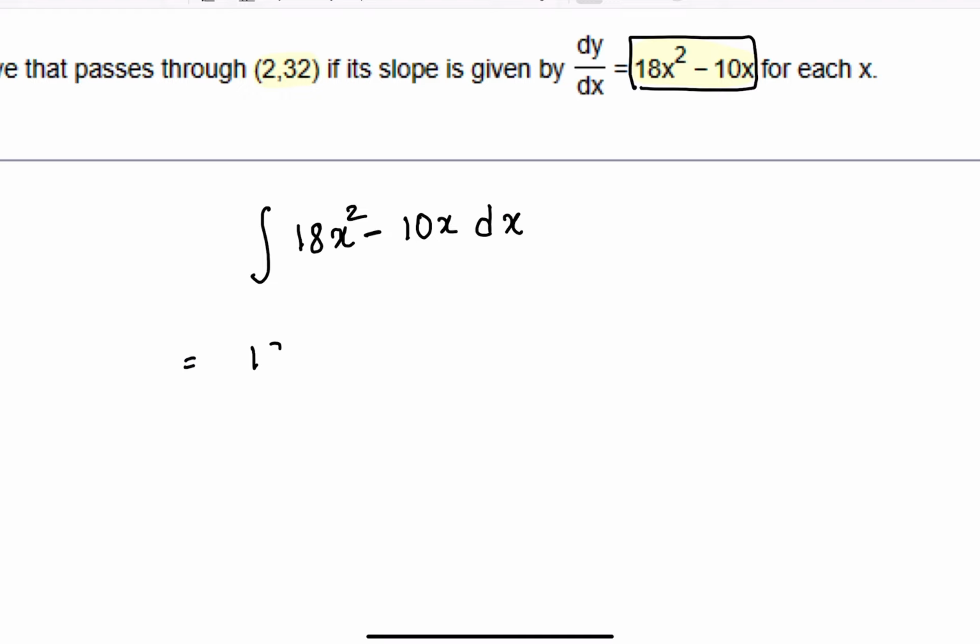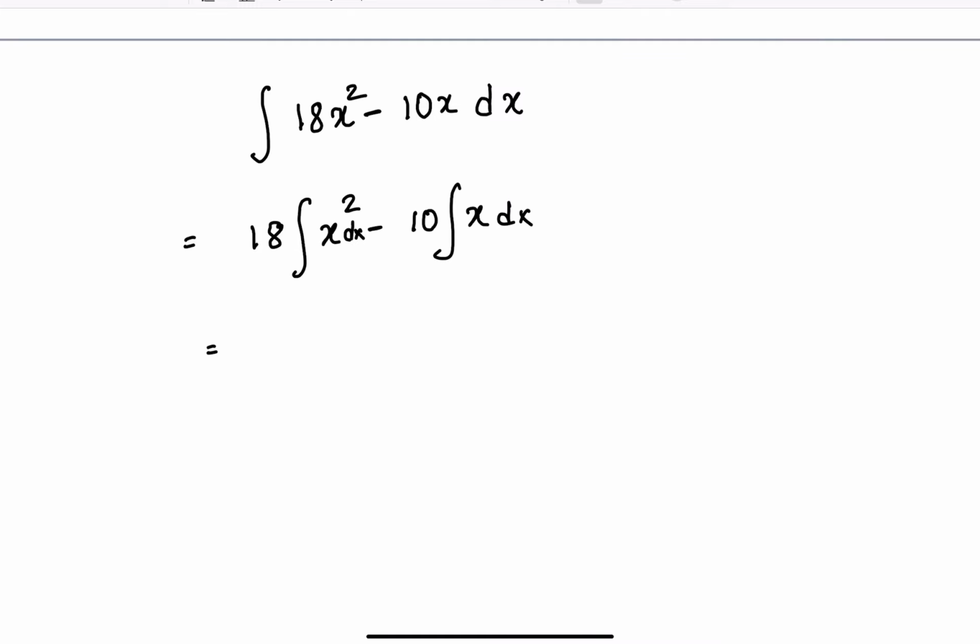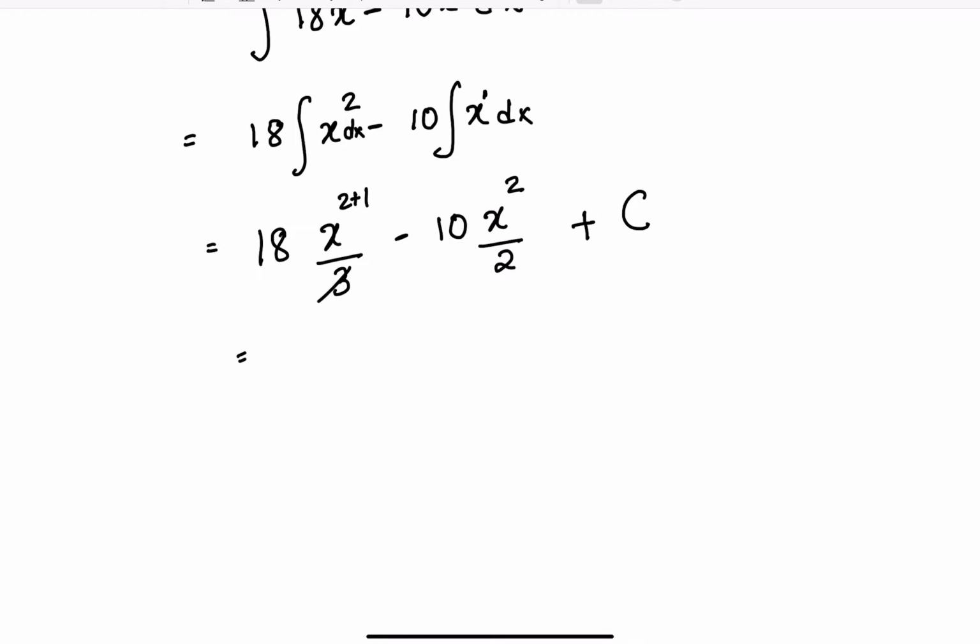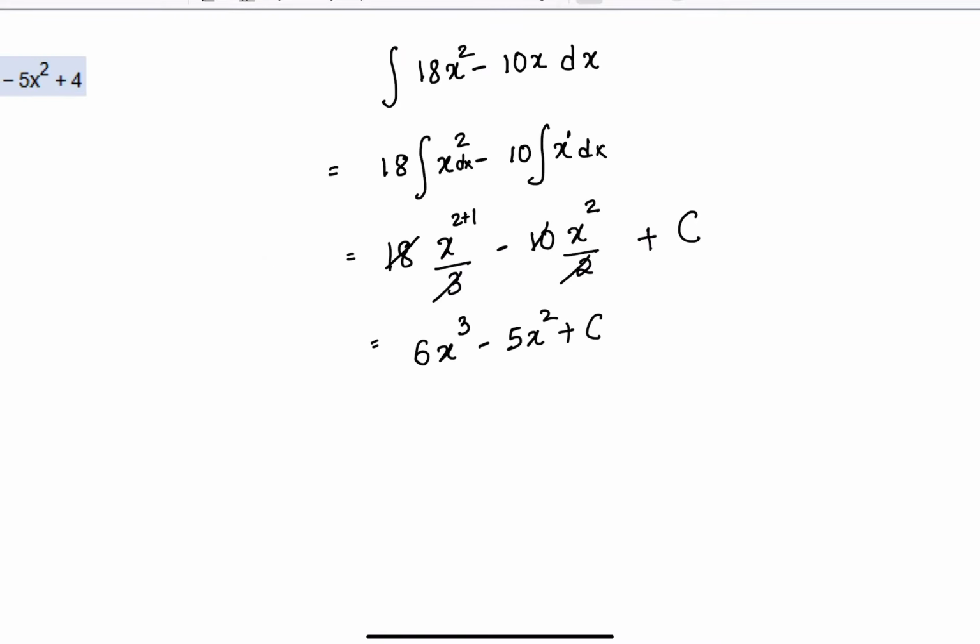I like to split them. Integral of 18x squared minus 10x, this is dx, this is dx. So 18, the integral of x squared is, remember, you add 1 and divide, minus 10, this is x to the power 1, so x squared over 2. Do not forget your constant. And now 3 goes into 18 6 times. 6x cubed minus 5x squared plus c. So this is my equation.